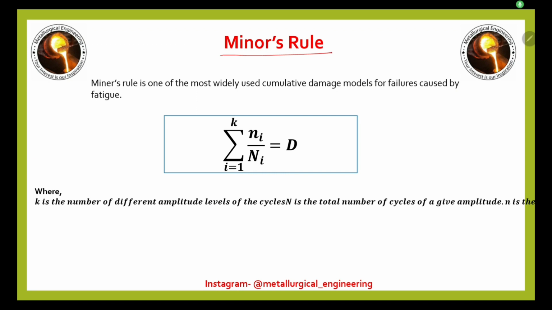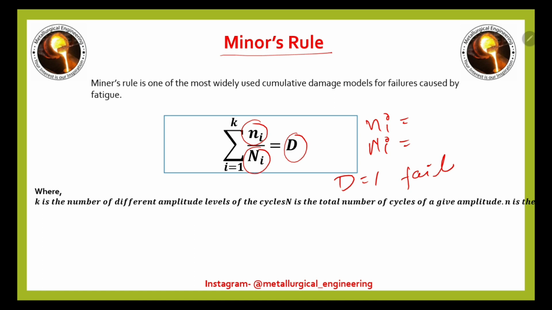The next topic is Miner's rule. To define the cumulative fatigue damage when the material is subjected to variable stress in service conditions, we use Miner's rule, which is defined as the summation of ni upon capital Ni equals D, where small ni is the number of applied cycles at a particular stress, capital Ni is the fatigue life at that particular stress, and the value of D is taken as 1 when the material fails.